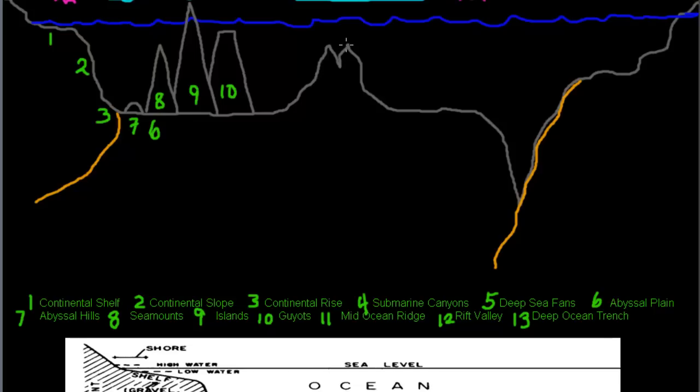We have this big mountain range. This mountain range is 47,000 miles long. It runs down the middle of most of the oceans and is called the ridge that runs down the middle of most oceans, the mid-ocean ridge. And mid-ocean ridge is number 11.